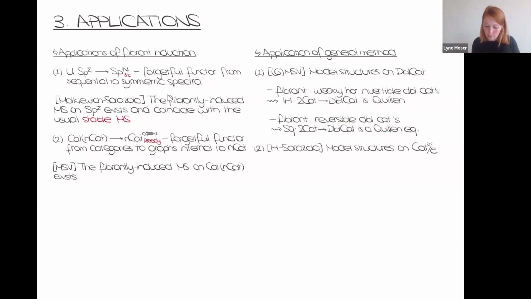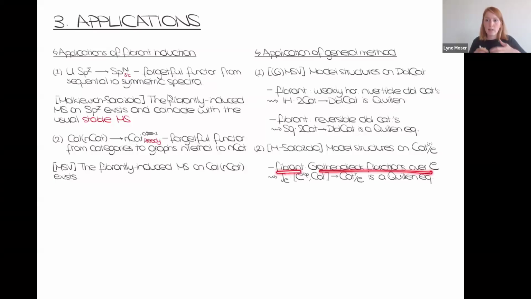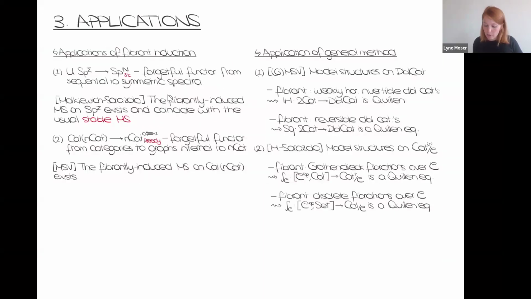Other examples include work with Maru Sarazola, where we built some model structures on the slice categories of a category C. One of these model structures has as its fibrant objects the Grothendieck fibrations over C. And as you might know, these aim to model functors valued in Cat. In fact, the usual Grothendieck construction, from functors from C to Cat to this slice category, is going to be an equivalence with respect to this model structure. And then we also have the discrete statement where you replace Cat with sets. But this is a bit less interesting from the homotopy theoretic point of view, because it involves sets, right?